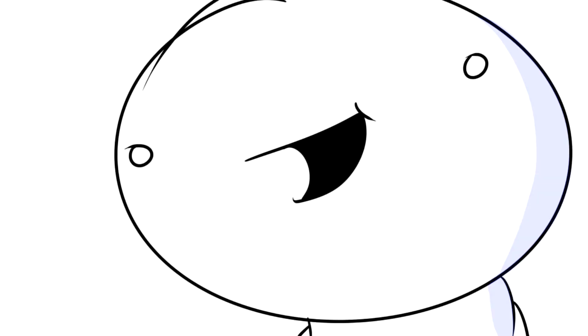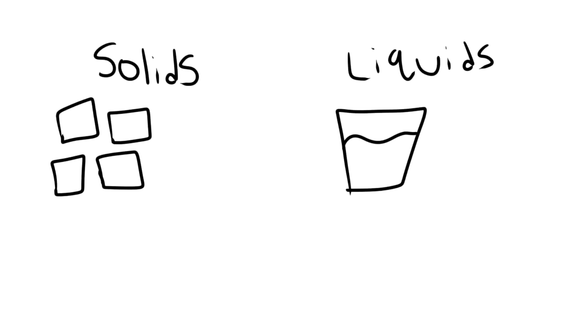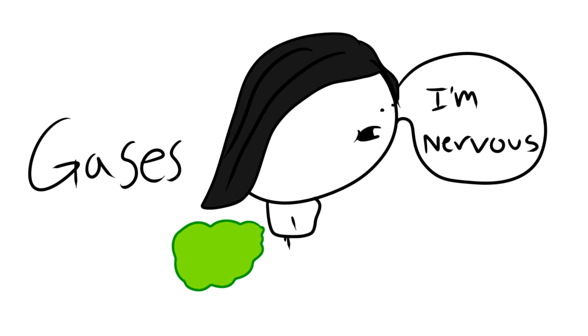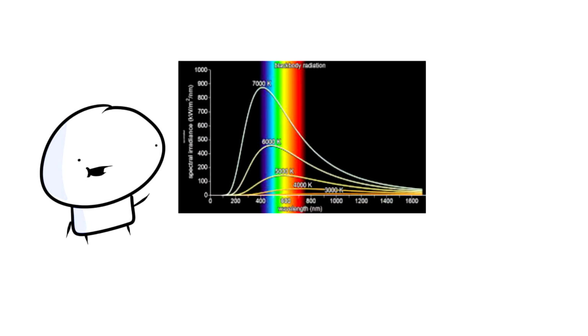You guys ready for more facts? Continuous spectrum, produced by all incandescent solids and liquids and by gases under high pressure. It's a spectrum containing energy at all wavelengths. Here's an example of a distribution of a black body spectrum.